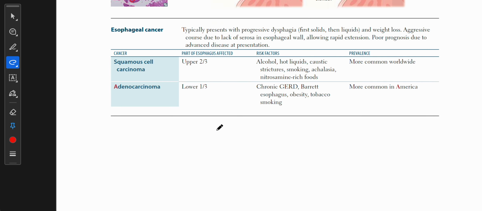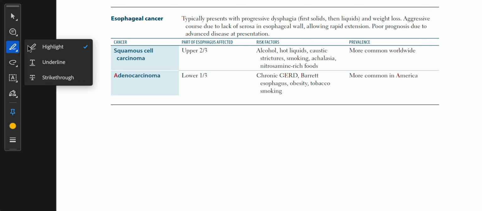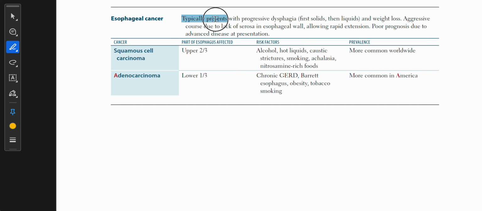So let's talk about esophageal cancer. It typically presents with progressive dysphagia, that is first solids, then liquids, and weight loss, right? It has an aggressive course due to lack of serosa in the esophageal wall, allowing rapid extension. Poor prognosis of esophageal cancer is due to advanced disease at presentation.